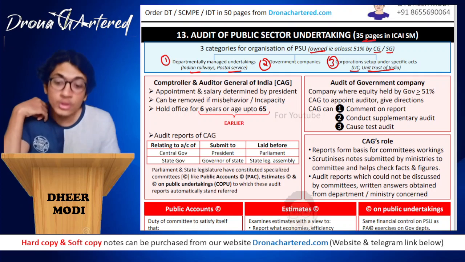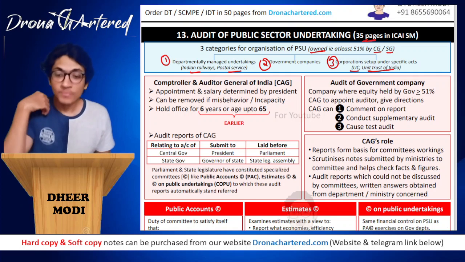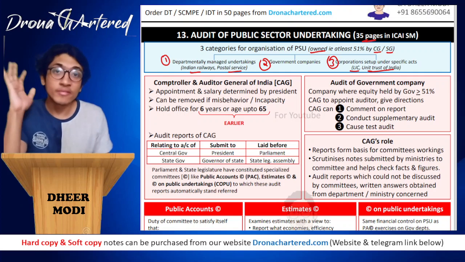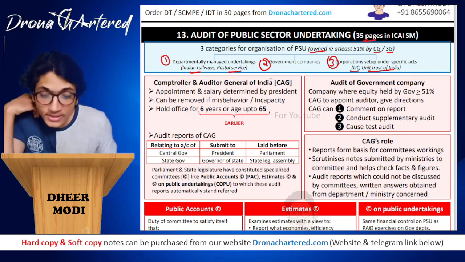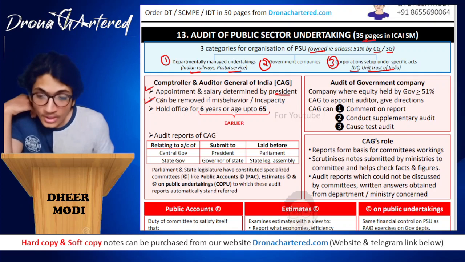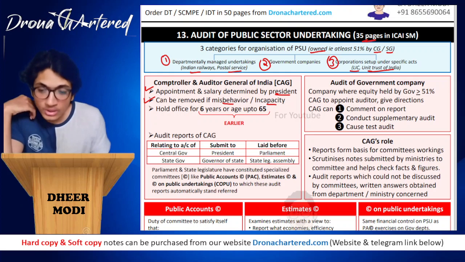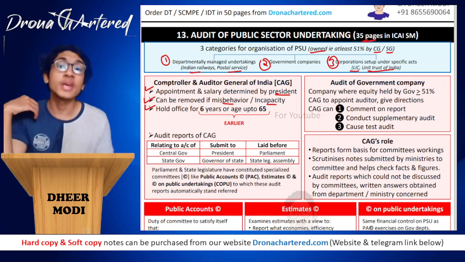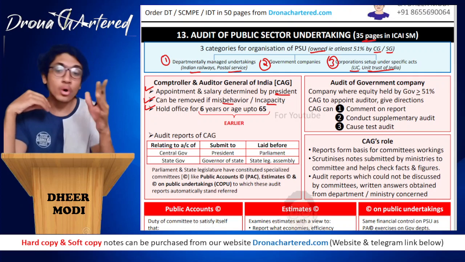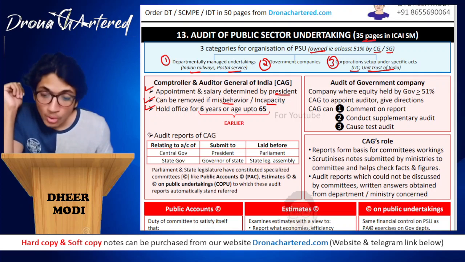Okay. Now your Comptroller and Auditor General of India, I'm sure all of you are aware of the concept of CAG. Everywhere this will be referred to as CAG. His appointment and salary will be determined by the president. He can be removed due to misbehavior or incapacity, that means he was not eligible for the position. He holds office for 6 years or up to age 65, whichever is earlier.